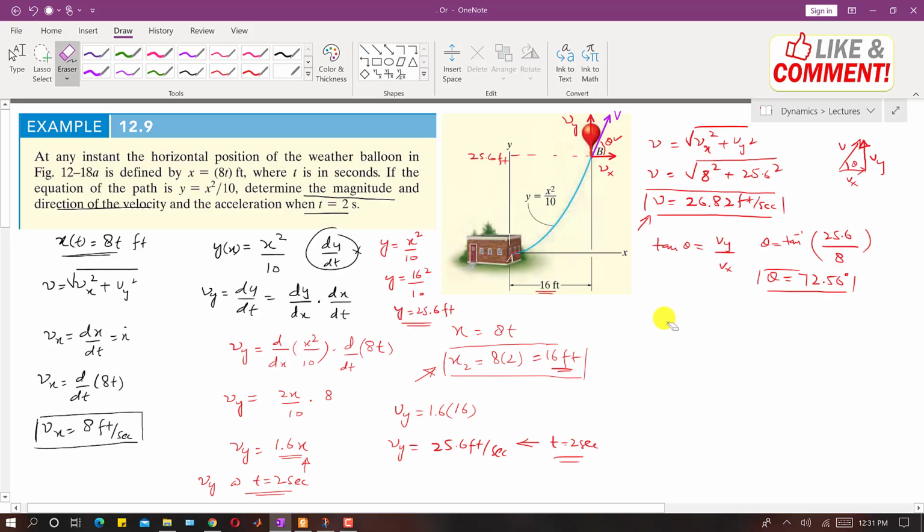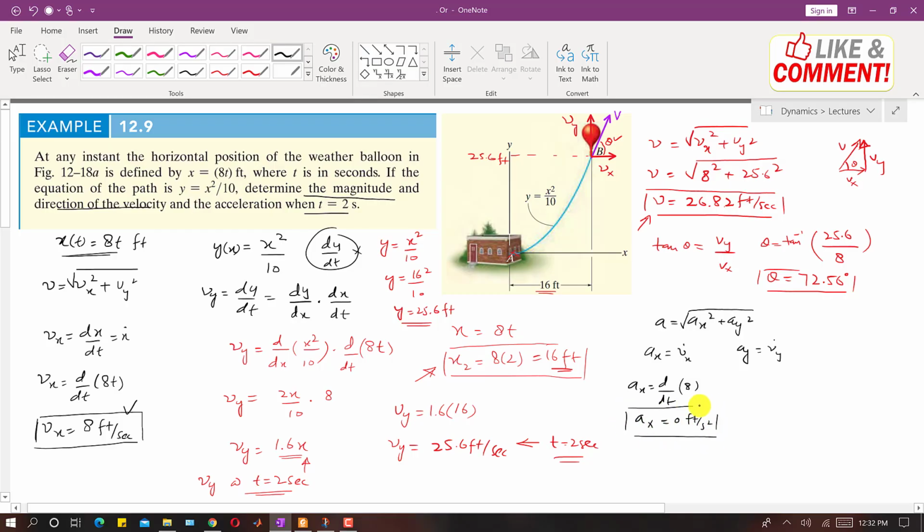Now to find the acceleration magnitude, the acceleration magnitude will be equal to ax square plus ay square under the root 2, and as we know, ax will be equal to Vx dot and ay will be equal to Vy dot, right? Vx dot means d by dt of Vx. So Ax will be equal to d by dt of Vx. Vx is 8, so if we take the derivative of 8, this means that Ax is 0 feet per second square.